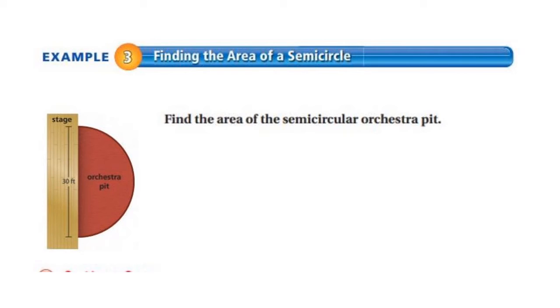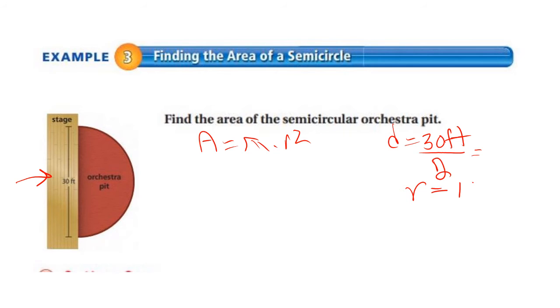So the area is the same formula, A equals pi times r squared. But in this case, we have a diameter. They gave us that the diameter is 30 feet. We can't use diameter, so we're going to divide by 2. And that's going to give us a radius of 15 feet. Let's plug that in. So the area equals pi times 15 feet squared.